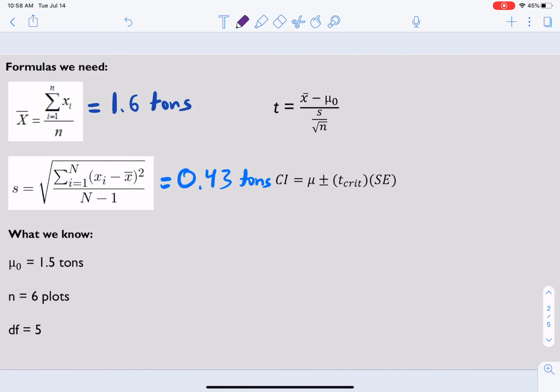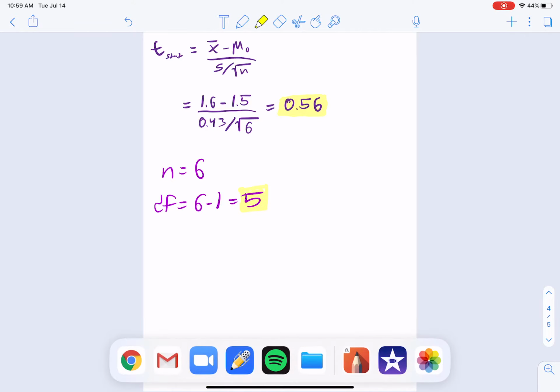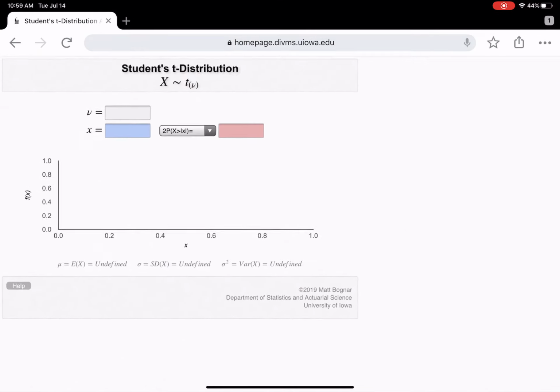Do we have our sample size? Yeah. Okay, so our sample size, our n, is 6. That means our degrees of freedom is 6 minus 1, which is 5. Now we have everything that we need to throw into the t-tool. All right? Okay. So let me get that pulled up here. Zoom in. This is what it looks like, right?